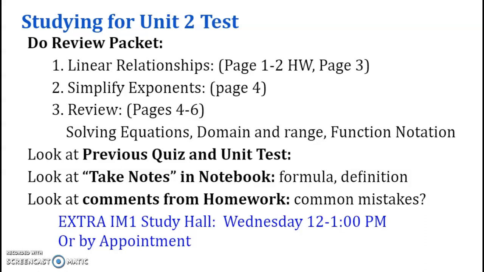You should also be looking at previous quizzes and unit tests. I have opened up all the unit tests and quizzes so you can click on any of them and see your answers and the correct answers, and think about what you did wrong. That is really important because if we do not recognize what we did wrong, you're most likely to make the same mistake again. You should also look at the notes you've been taking, such as formulas and definitions, and the comments on the homework, because I'll be giving feedback about common mistakes in my annotations.